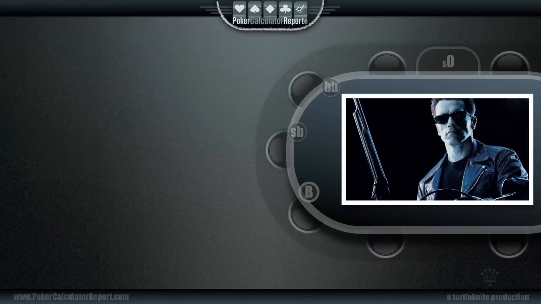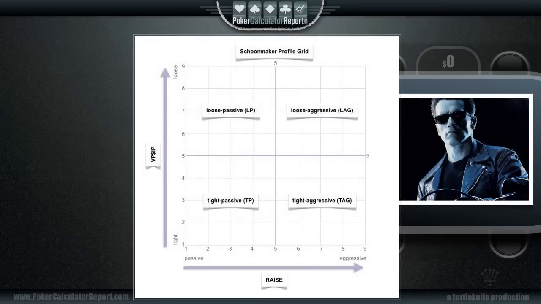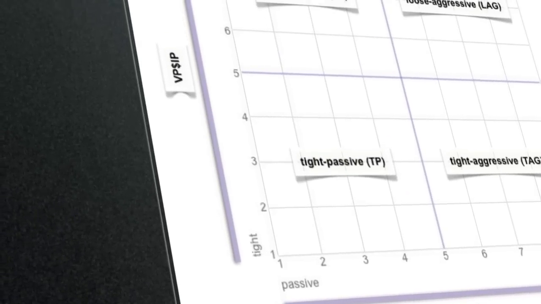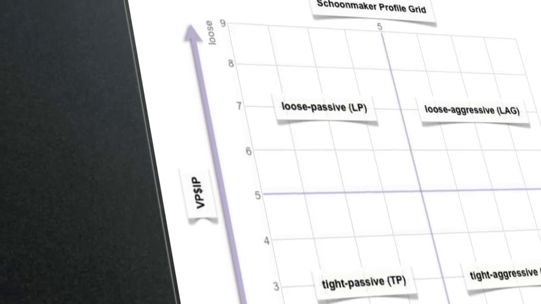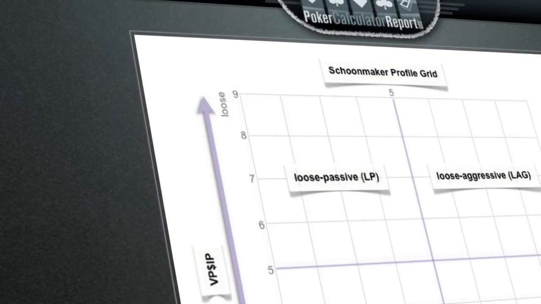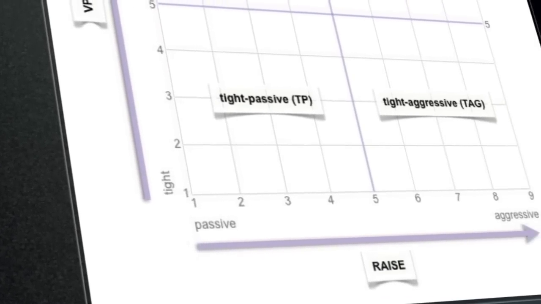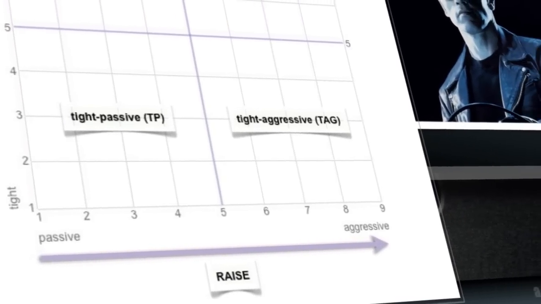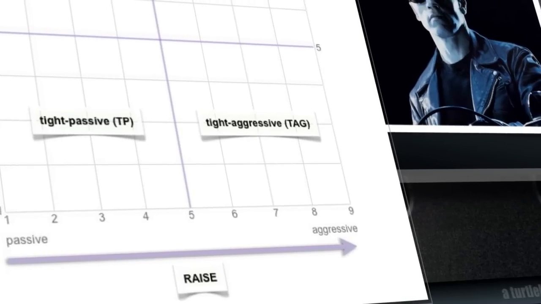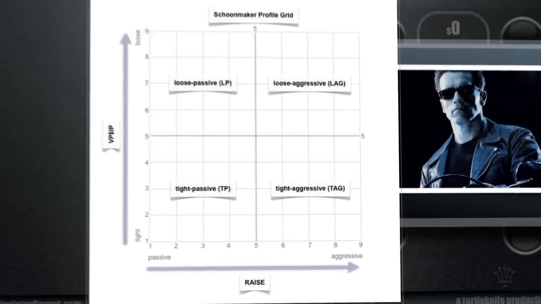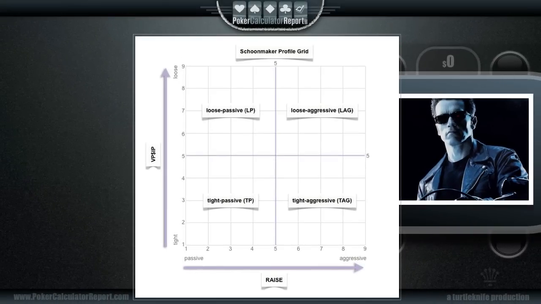Now, if we go back to the Schoonmaker profile grid, the VPIP is represented on the tight-loose scale because it's easy to measure this statistic of how many hands a player plays. But when you're talking about raising, in this case pre-flop raising, it affects the passive-aggressive scale because this explains how the player entered the pot. Did he limp, raise, or call? For instance, if he doesn't pre-flop raise a lot, he would be more on the passive side. If he pre-flop raises more, then he would be tending toward the aggressive side.